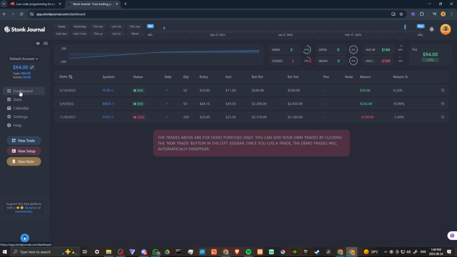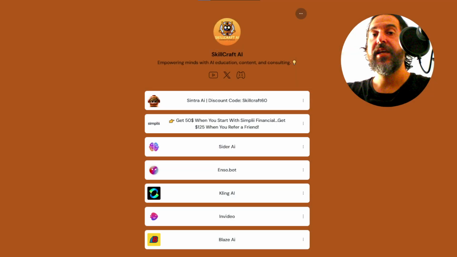Let's go ahead and check out the dashboard here so you could see here the trades that we've got set up for demo purposes, and this allows you to play around and get in there and test it out. So if you're interested in using Stonk Journal, head over to stonkjournal.com and you can get started for free. And that's all there is to it.